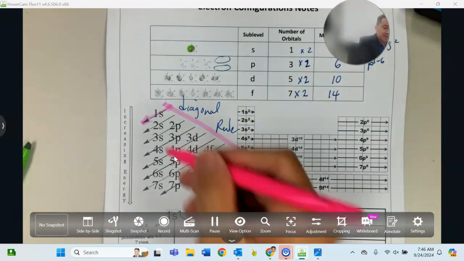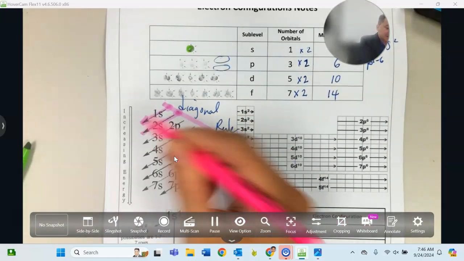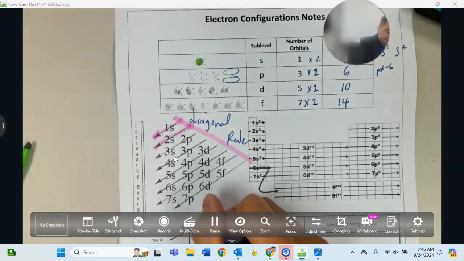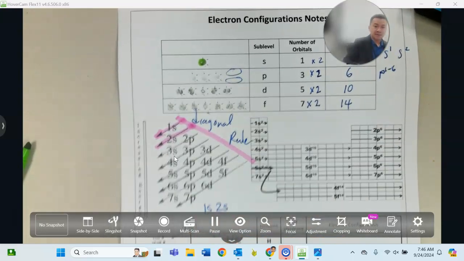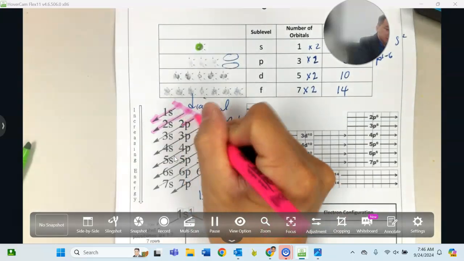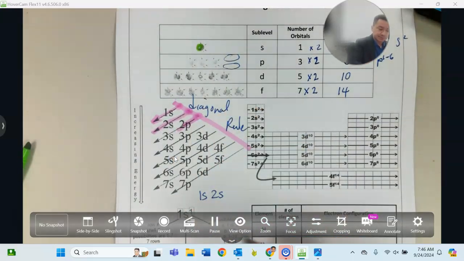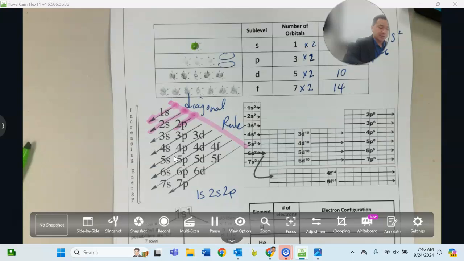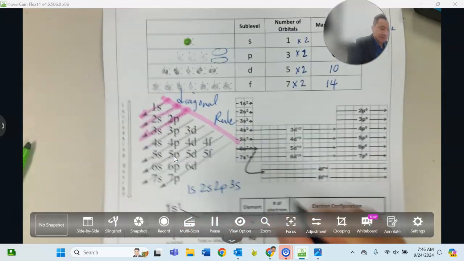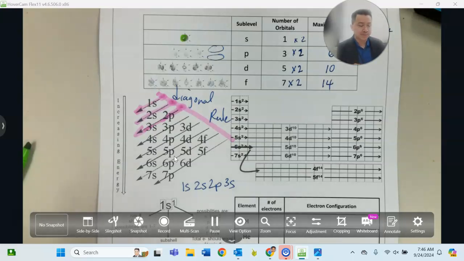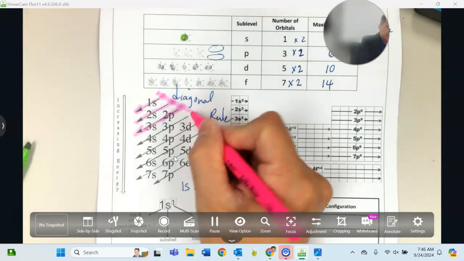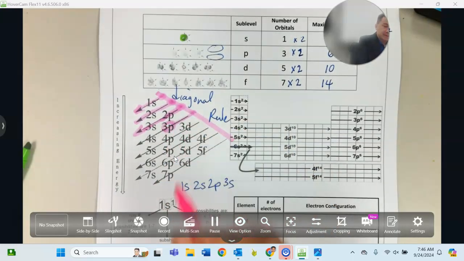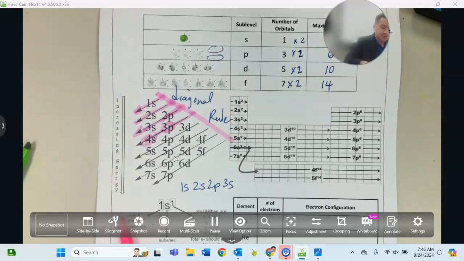1s, and then after 1s is done, you go back to the line, go 2s. So it's 1s, 2s. After 2s, go back to the line, 2p, and then 3s. Up to this point, if you read left to right, it's the same, but after this point, it's not going to be the same.